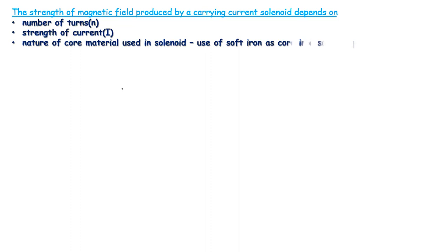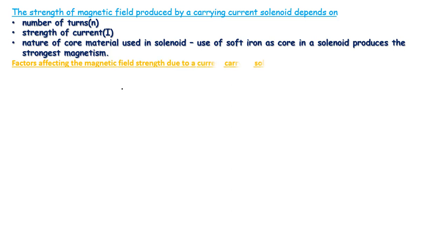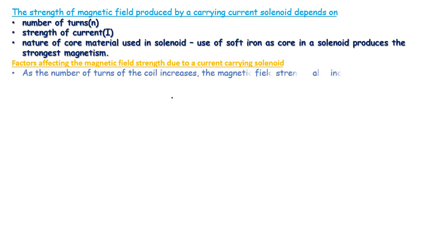Now again we are going to discuss how the magnetic field in a solenoid depends on the number of turns, the strength of the current, and also the nature of the material present inside the solenoid. So here we start. The first factor we are going to study is the current. Remember that at the center of a solenoid, the magnetic field is directly proportional to the current passing through the solenoid. It means the more the current, the more the magnetic field at the center.